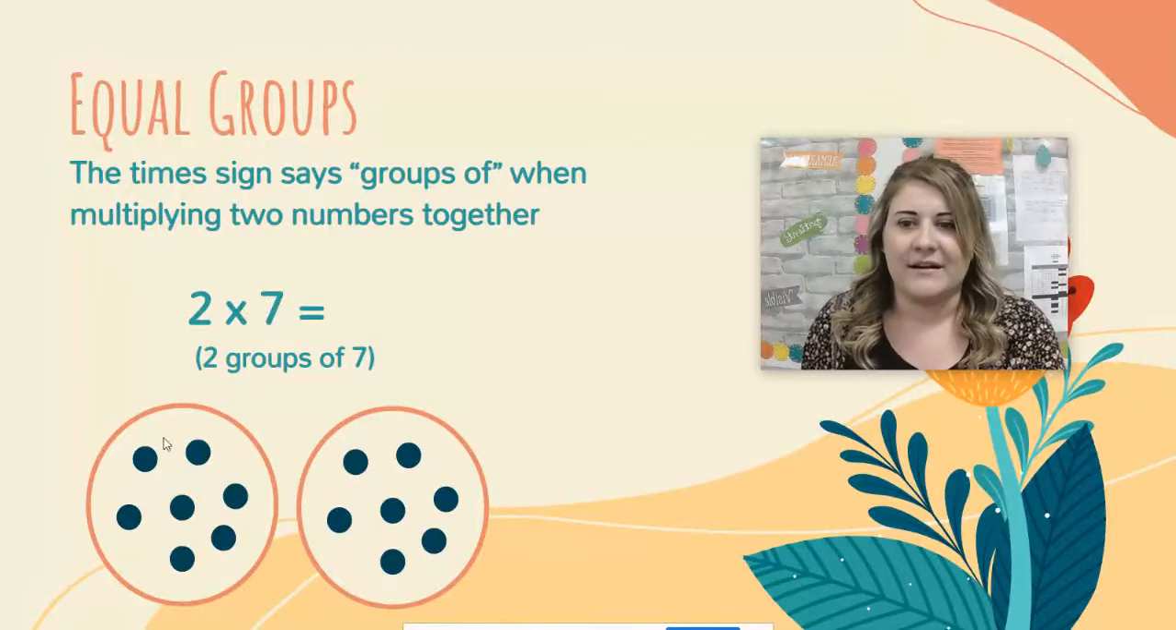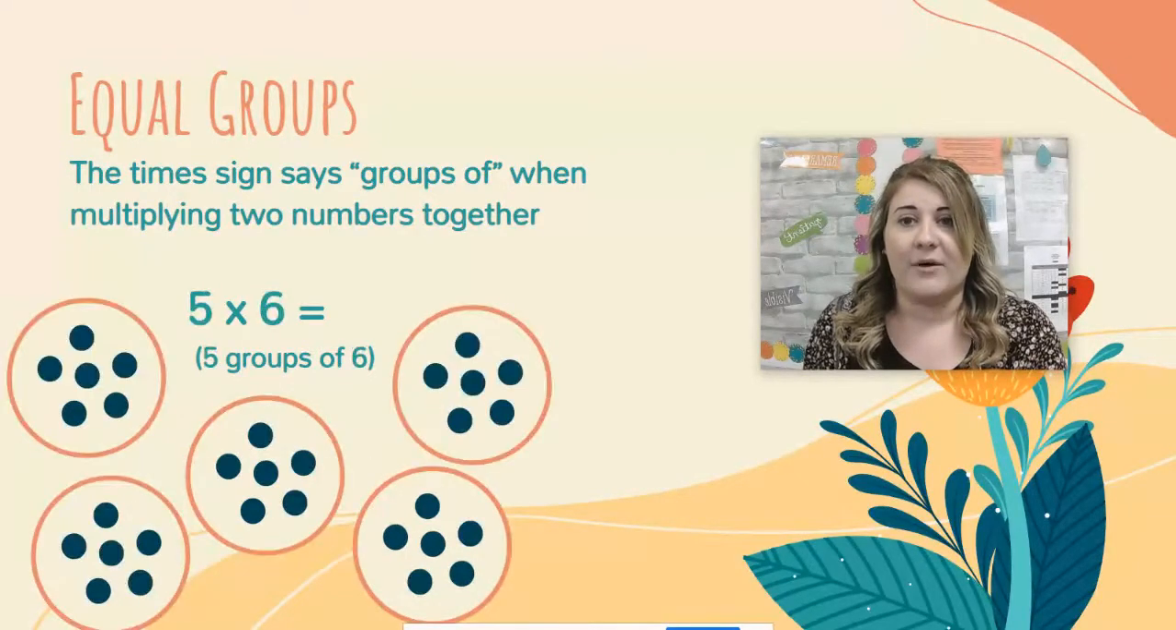It's really not hard. So let's count those dots up to figure out the answer. Well, I already know that there's 7 in this group, so I don't need to count those. 7, 8, 9, 10, 11, 12, 13, 14. So 14 would be our product here, okay? 14 would be the product.